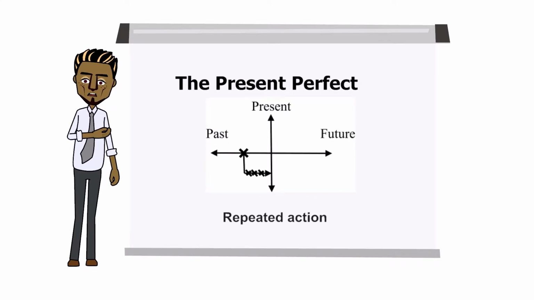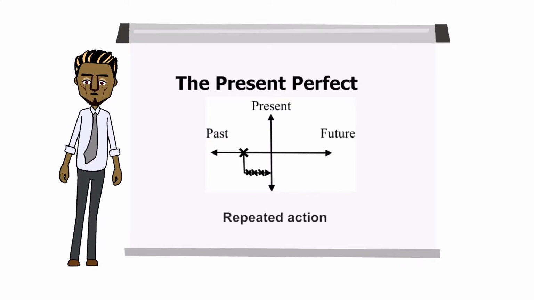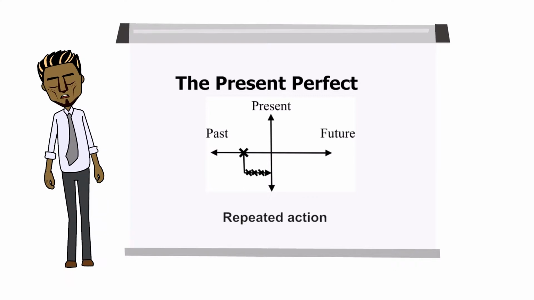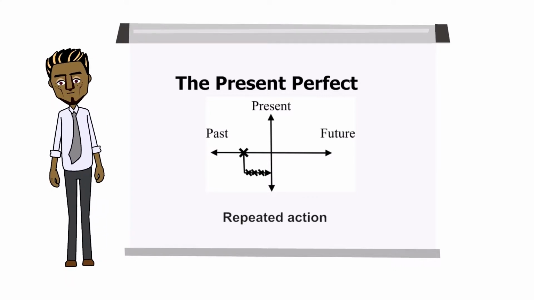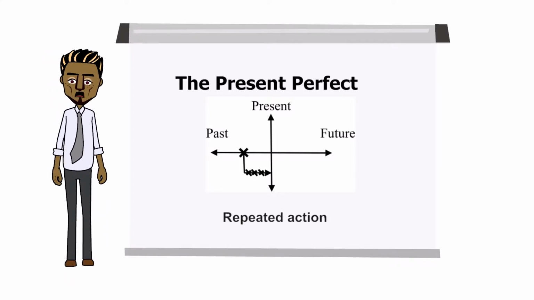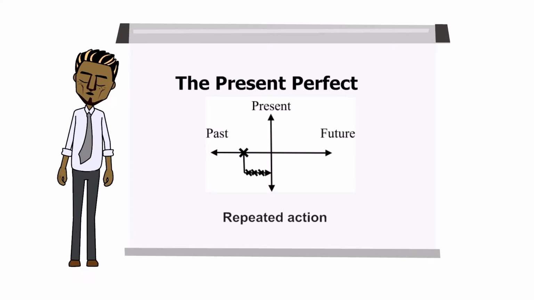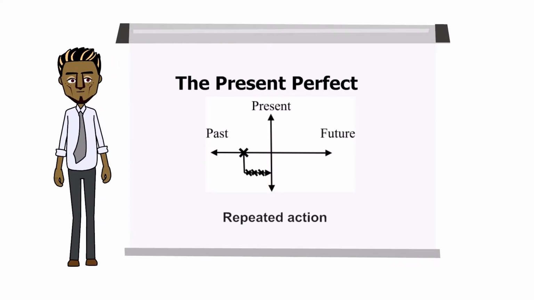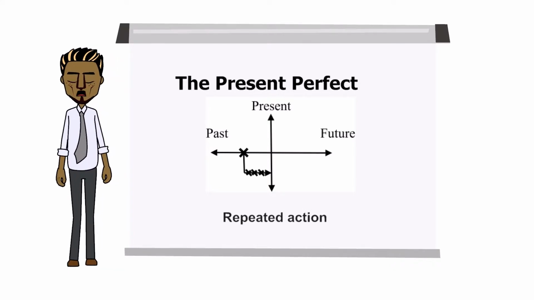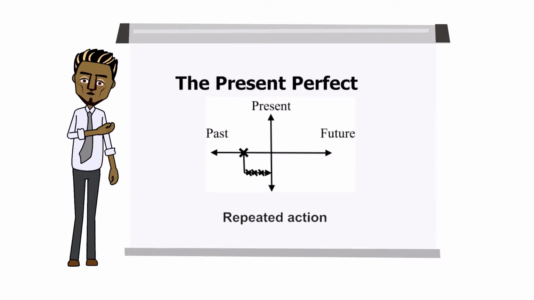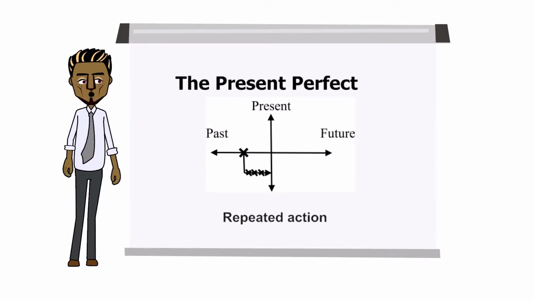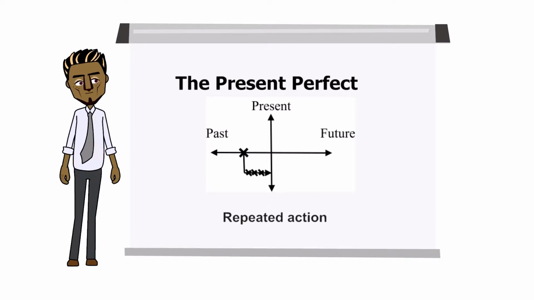The third case is repeated action in the past. It's quite logical if you think about it. If an action repeated several times in the past, how can I have a precise point that defines when it happens? Ergo, you can't use the simple past because we need a precise point. Therefore, we would use the present perfect.